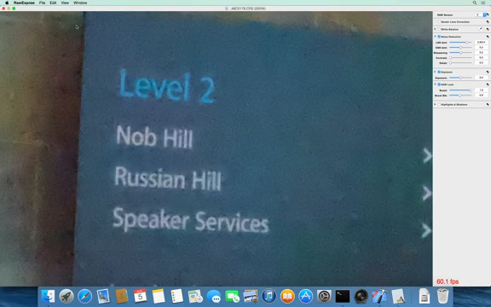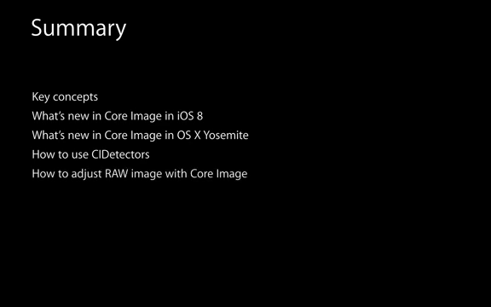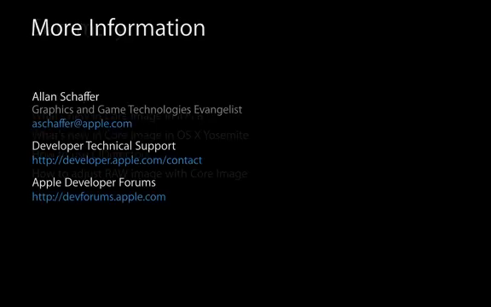I'm going to hand it back over to David. So to summarize what we've talked about today, we've talked about some key concepts to understand about Core Image. We've talked about what's new in Core Image on iOS 8, most notably custom CI kernels and large image support. We talked about some new things in Core Image on Yosemite, notably some API modernization and some great new noise reduction and raw support. We've also talked about how to use the latest CI detectors and how to work with raw images in ways you may have not imagined before.